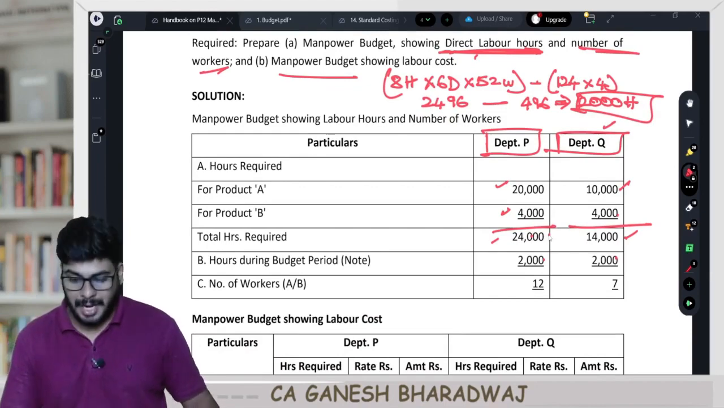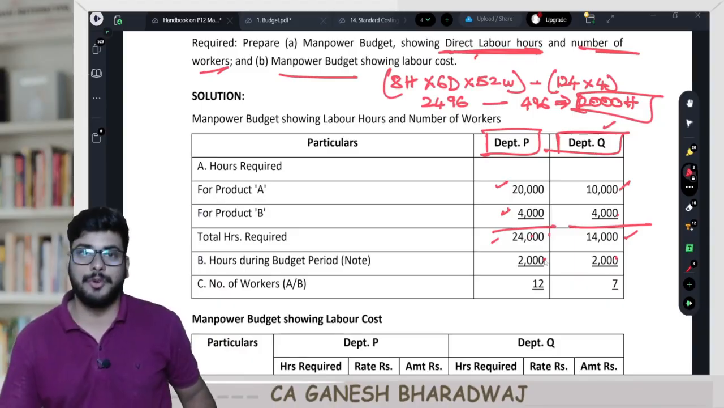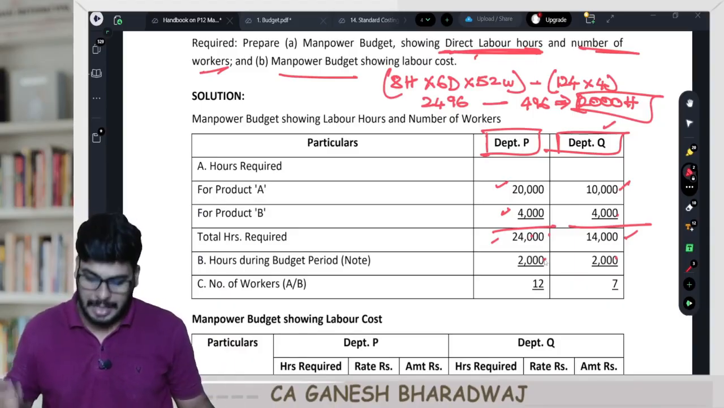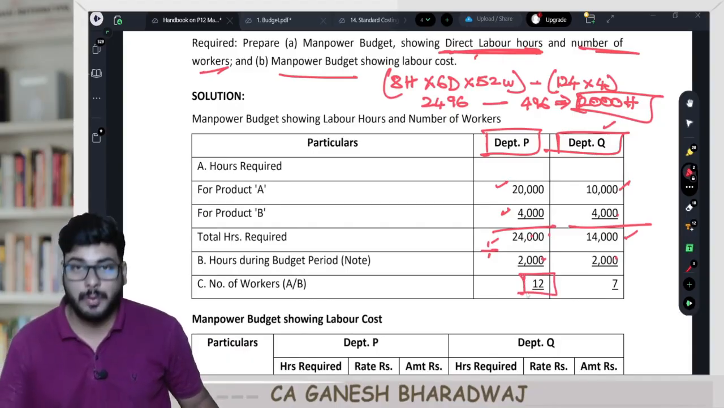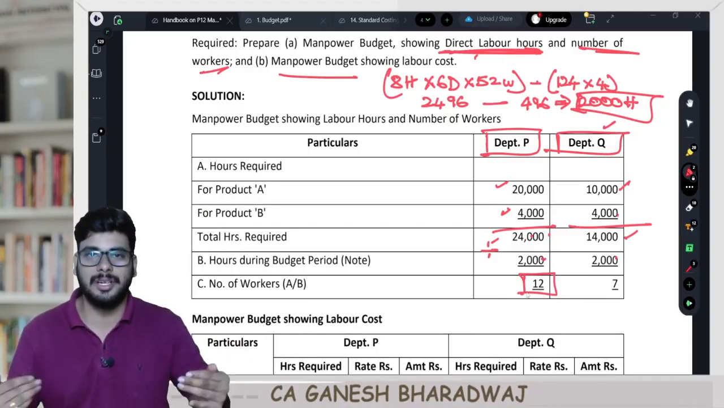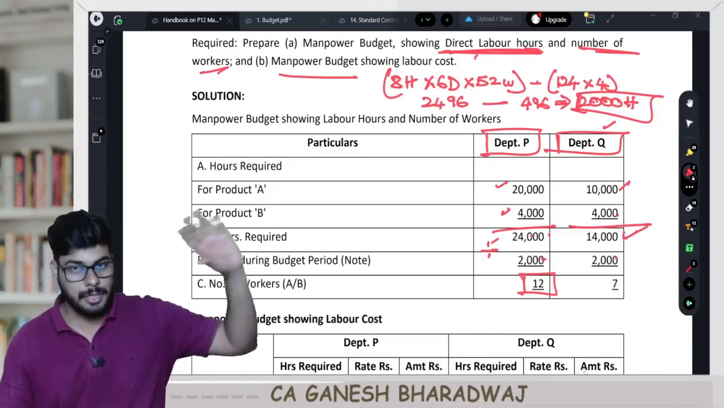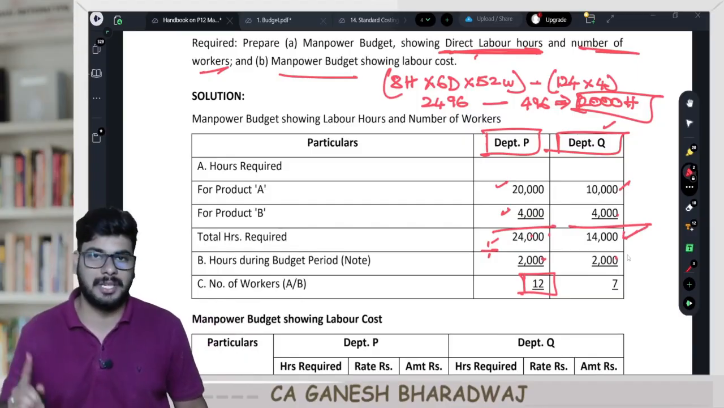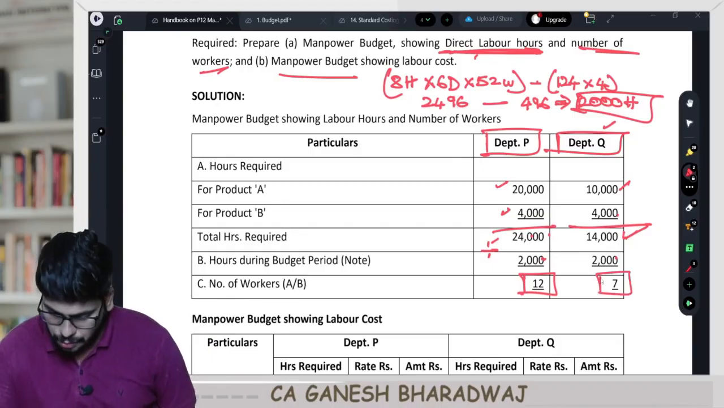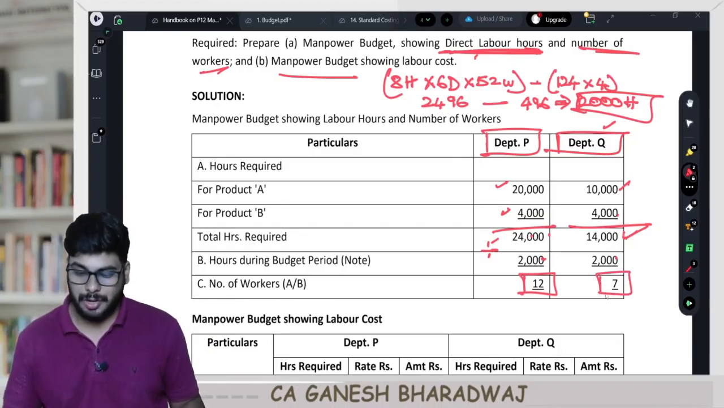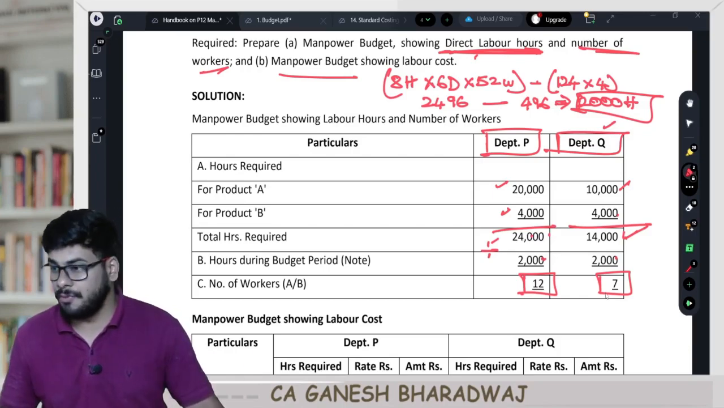In Department P, I need a total of 24,000 man hours. If I hire one guy, he will work for 2000 hours, which means how many workers do I need to hire? So 24,000 divided by 2000, it's going to be 12 workers. I need to hire 12 workers in Department P. Are you clear with this? Similarly, in Department Q, I need a total of 14,000 man hours, but if I hire one person, he will be able to work for 2000 hours. So 14,000 divided by 2000, it's going to be 7 workers. Are you clear with this? So with this, we have also arrived at the total number of workers required.